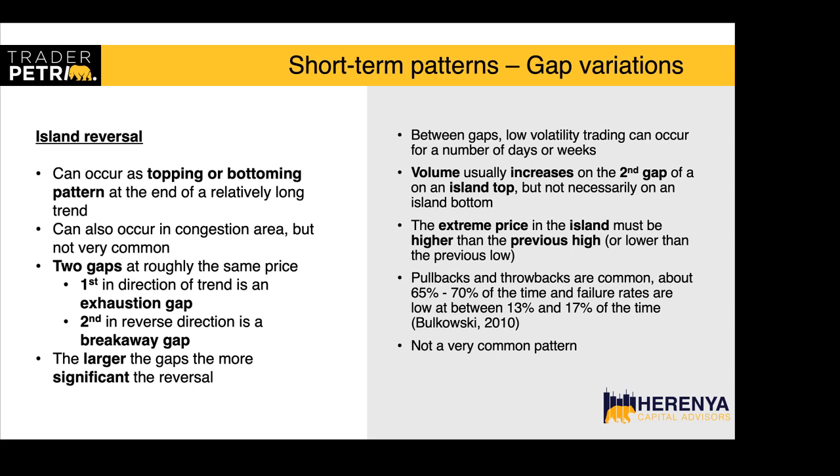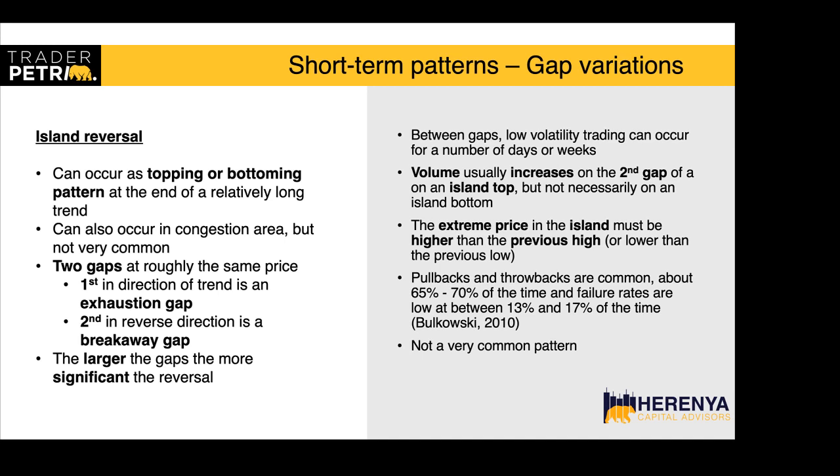And this means that from a Dow theory perspective, where you have a significant high, followed by a low, followed by a higher high, followed by a higher low, that sort of Dow theory uptrend, the high within the island of the island reversal must be higher than the previous significant high if it is a topping pattern, and obviously the converse if it is a bottoming pattern.